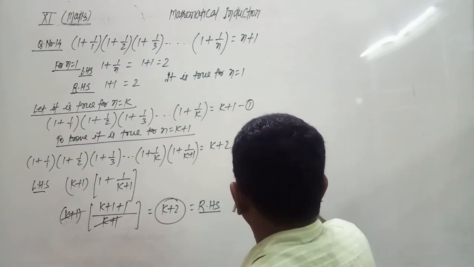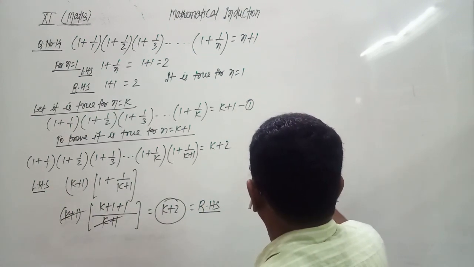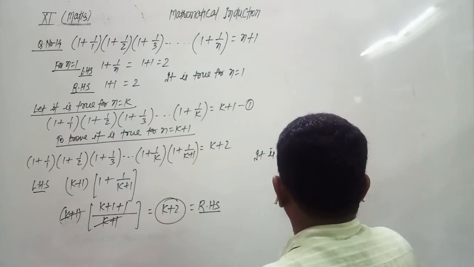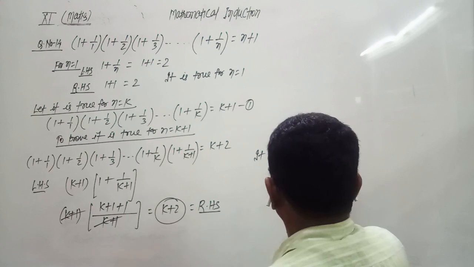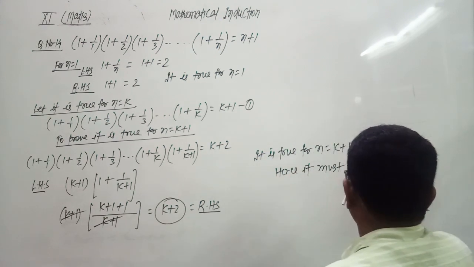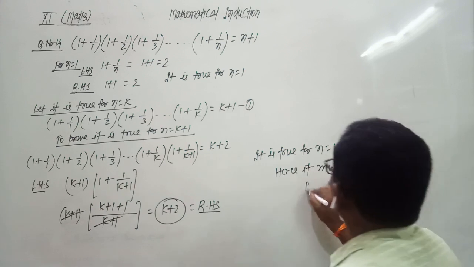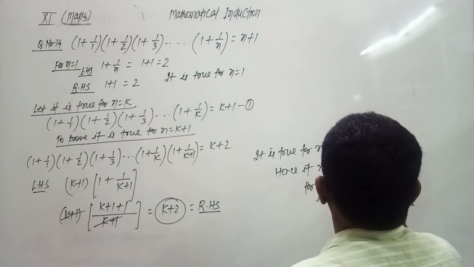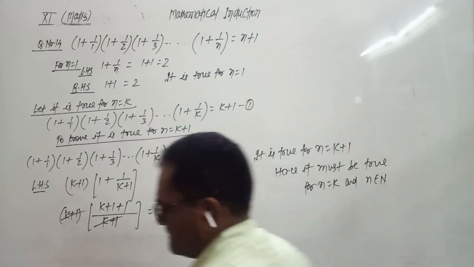We write it is true for n equals k plus 1, hence it must be true for n equals k, and also n belongs to N.